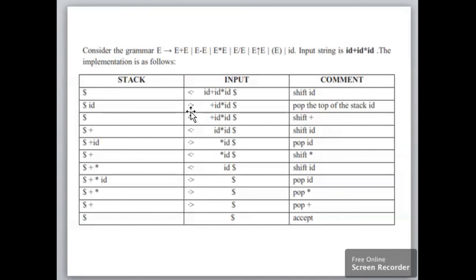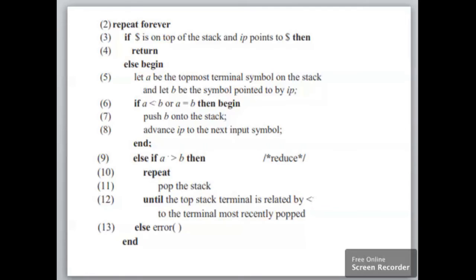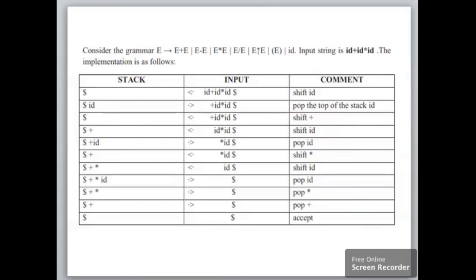If it's going to be a greater than symbol, as per my algorithm, it means that I need to reduce it. So I would be reducing it. Reduce means ID would be reduced by the left hand side of my grammar symbol. So as E derives ID, this ID would now be reduced to E. So in the next step I have reduced it to E.